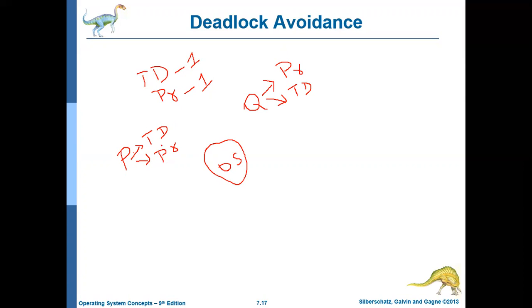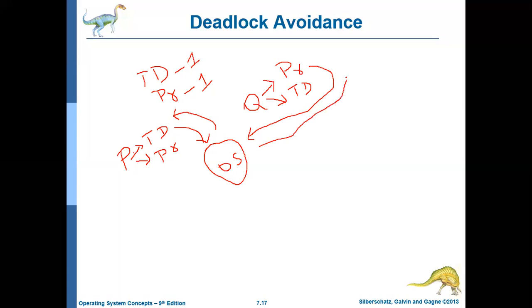Say process P first requests the tape drive from the operating system, and let us assume the operating system has granted the tape drive to process P. Now process P got the tape drive. Similarly, say meanwhile process Q requests the printer, and the operating system offered the printer to process Q. Now the system has only one printer and one tape drive. The tape drive is with process P and the printer is with process Q.